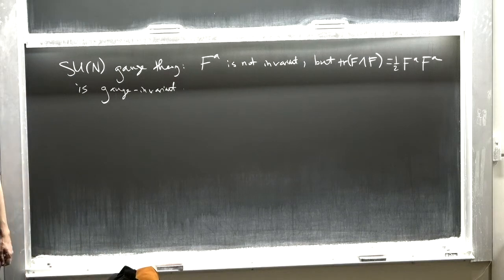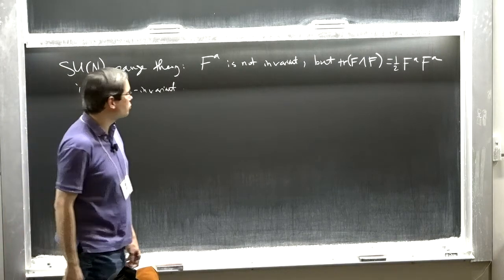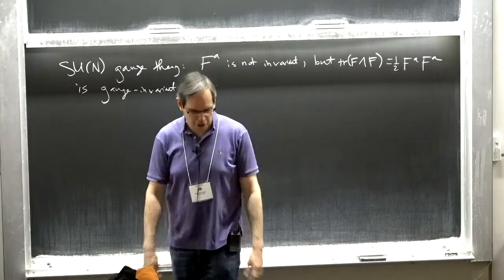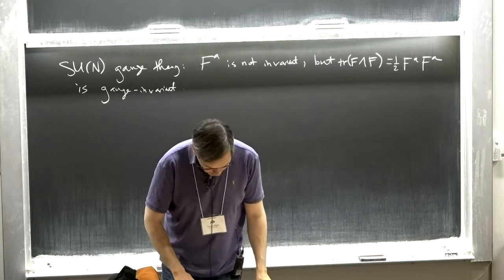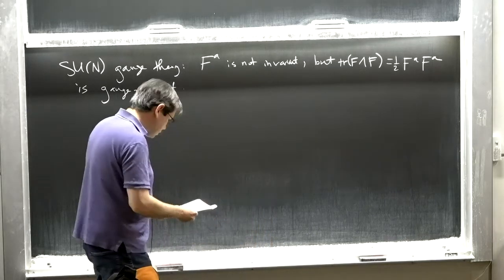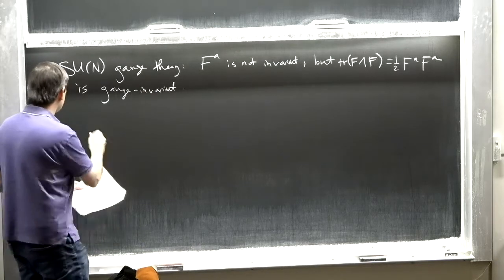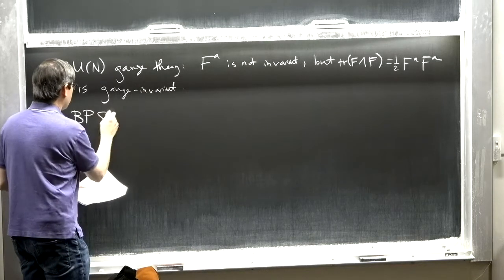So the first question we can ask that's analogous to what we've been doing for U(1) is: what is the integral of trace F wedge F over a four-dimensional space? And this, at least an example, was constructed in the 70s. This is called the BPST instanton solution.